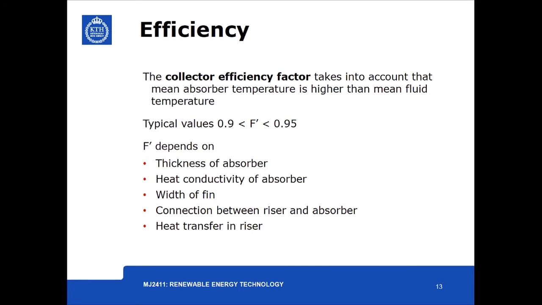The collector efficiency factor F prime, as I said before, takes into account that the mean absorber temperature is higher than the mean fluid temperature. Typical values of F prime are somewhere between 0.9 and 0.95. F prime usually depends on the thickness of the absorber, the heat conductivity of the absorber material, the width of the fins, if there are any fins in the collector, the connection between the riser and the absorber, and also the heat transfer in the riser.